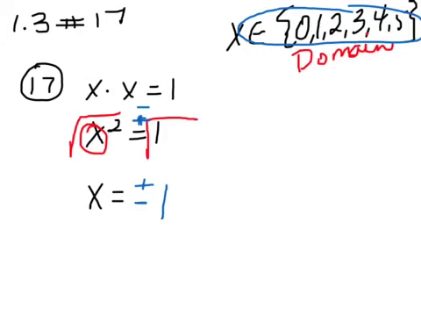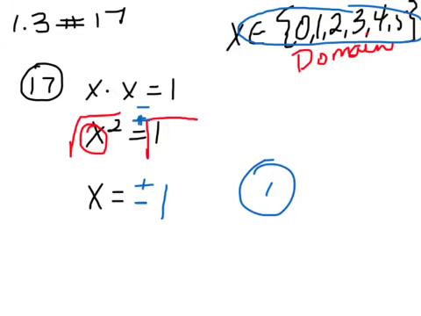Positive one works and negative one works, except that did they list negative 1 up here for me to pick from? No. When they give you a domain, they're telling you only look at this list of numbers. Don't worry about anything that's not listed up there. So the answer here is going to be 1, even though there are two things that would work if you solved it.